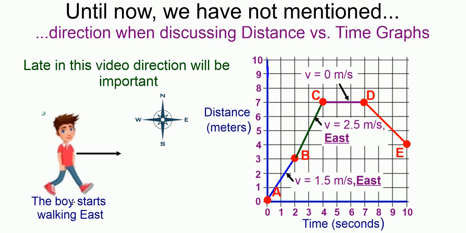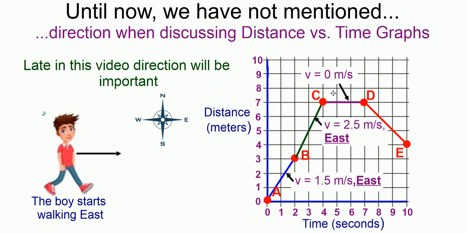Now I'm going to introduce this newly: he is walking east in the beginning. Between 0 and 2 seconds, we had calculated before that he's walking at 1.5 meters per second, and the new thing is we're going to say he's going east. At 2 seconds, between 2 and 4, he speeds up some, doesn't he? We have a steeper slope here, so now his velocity is greater, it's up to 2.5.